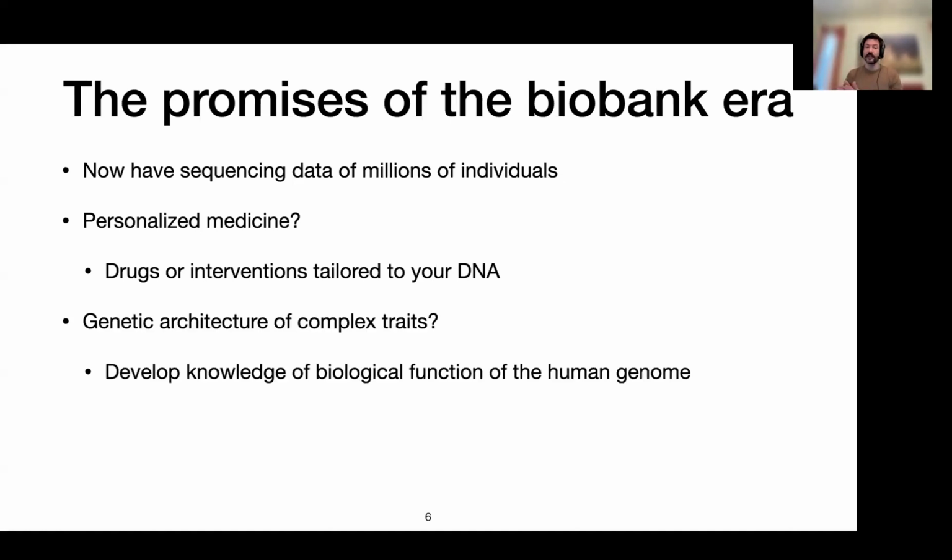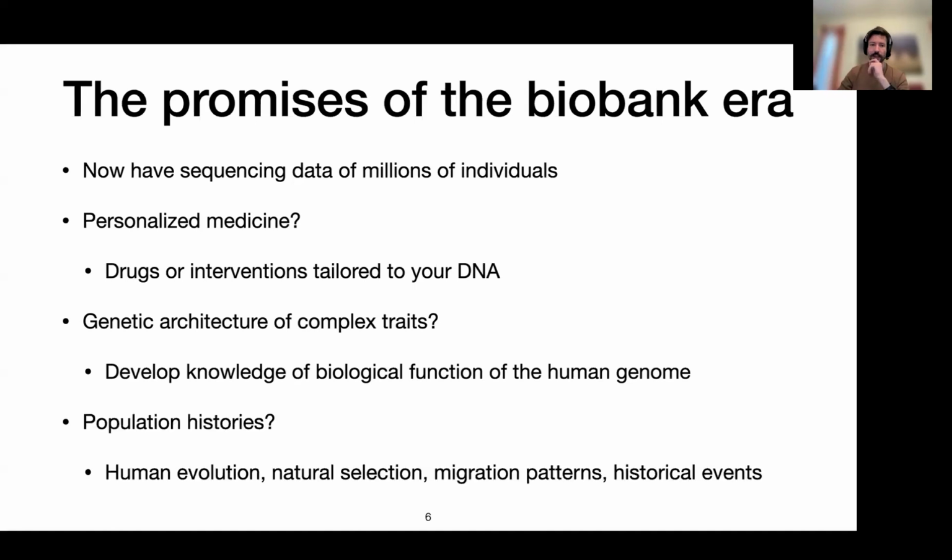We could also study the genetic architecture of complex traits. So this would really help to develop knowledge of the biological function of different parts of the human genome. How are lungs formed? How does disease happen? Stuff like that. And we can also study population histories. So we can look at things like human evolution. We can look at natural selection, migration patterns, historical events. So, big waves of migrations, wars, things like that.